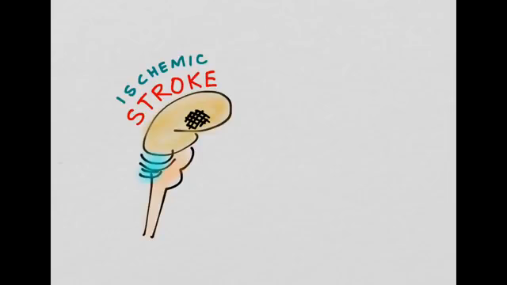Okay, welcome back to our video series on ischemic stroke. And this is the second video in this series, and we're going to look at some of the anatomy that's important to know here. So first let's label the pieces of the brain that I've drawn here.